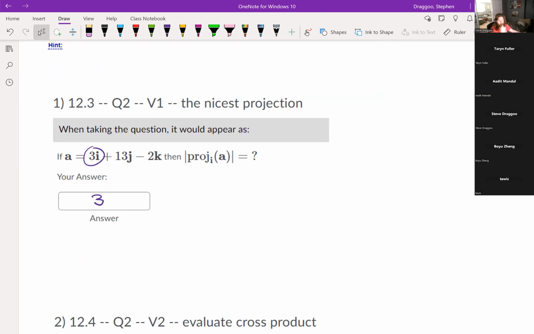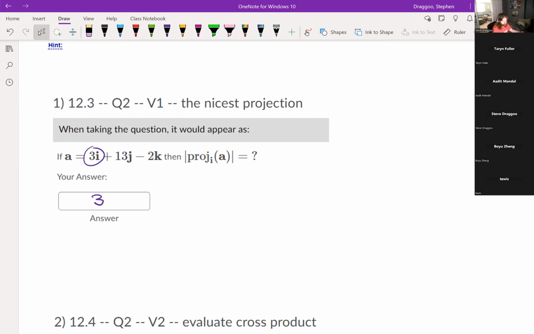A quiz question that ended up being more challenging than I wanted it to. So I want to talk about it here. If I'm going to take some vector A and project it onto I, which is the unit vector in the x direction, that means I only want the x component of that vector, right? So the projection of A onto I is 3 in this case. If I wanted the projection of A onto J, it'd be 13. Projection of A onto K would be -2.